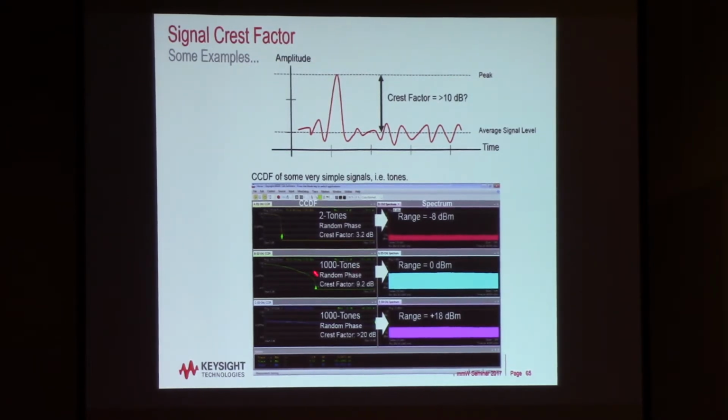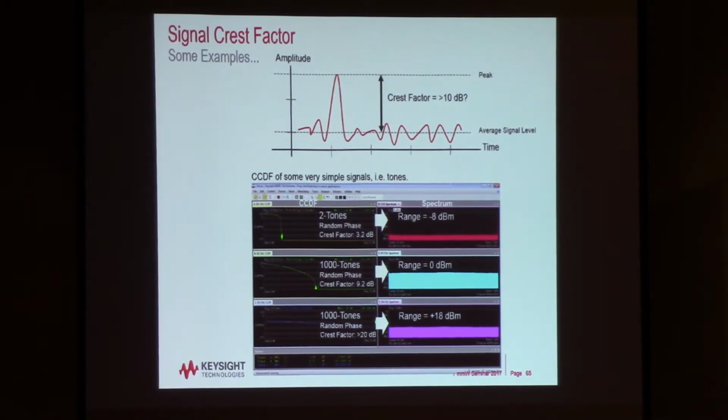Then I said, what if I went to 1,000 tones? And that had a crest factor that was quite a bit higher, 9.2 dB. And now you see this is out here and it's a little closer to Gaussian noise. So here you see there's 1,000 tones and it fills up all this spectrum, so it basically looks like a flat line, but actually that's 1,000 tones squeezed in there.